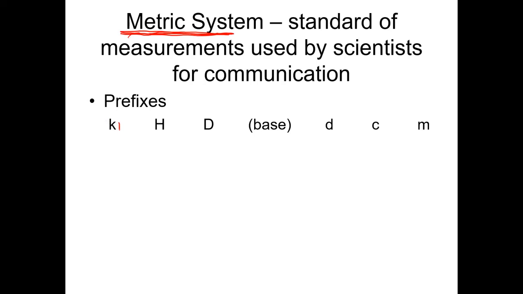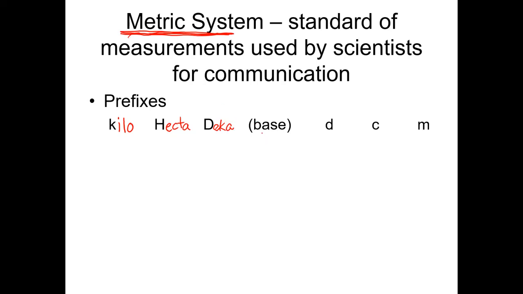The metric system starts with the first unit that I expect you to know, which is kilo. That lowercase k right there stands for kilo, K-I-L-O. The next prefix in the metric system that you need to know is hecta, capital H-E-C-T-A. Then deca, spelled capital D-E-K-A.